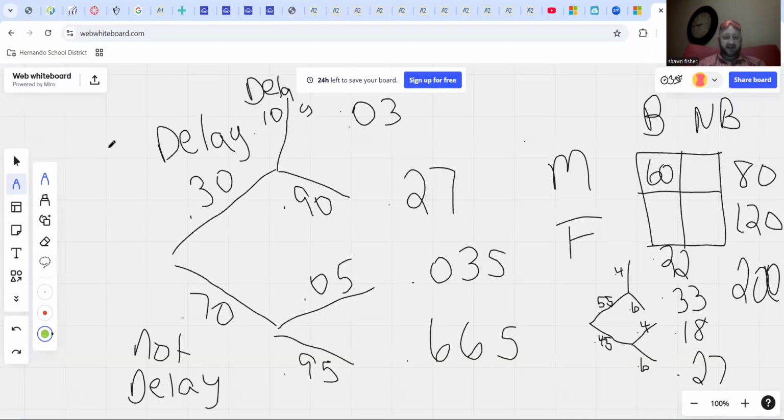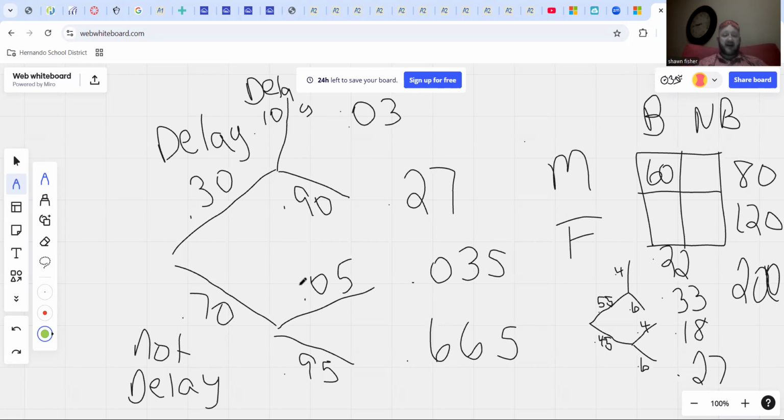Hopefully you can see this. All right, so 30%, there's a 30% chance for weather delay. After that, there's a 10% chance because of mechanical. That means 90% it won't get delayed because of mechanical. All right. 70% it won't get delayed because of weather.